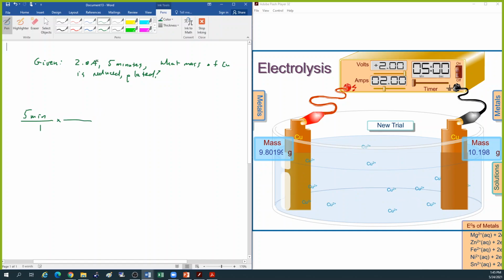But since I know my ampere is coulombs per second, I need my time to be in seconds. So I'm going to set up a conversion here. There's 60 seconds in a minute, right? Then I know that my current, my electrons are flowing at a rate of 2 coulombs of charge every second. So if I stopped here, I can calculate the total amount of charge that has been transferred.